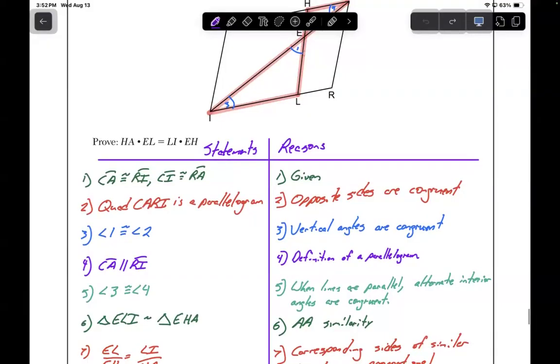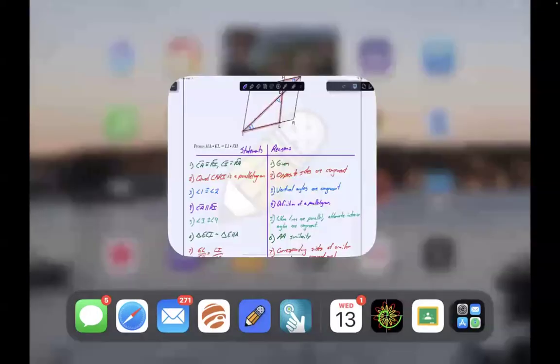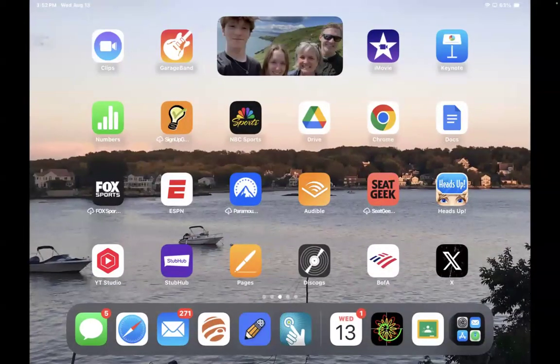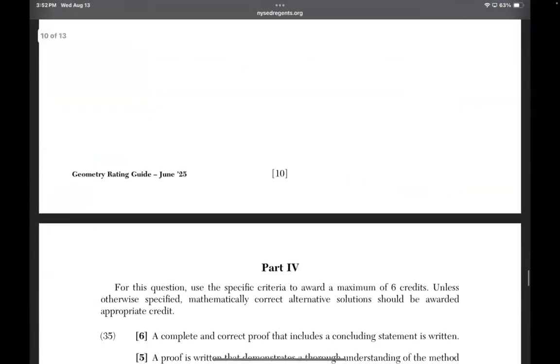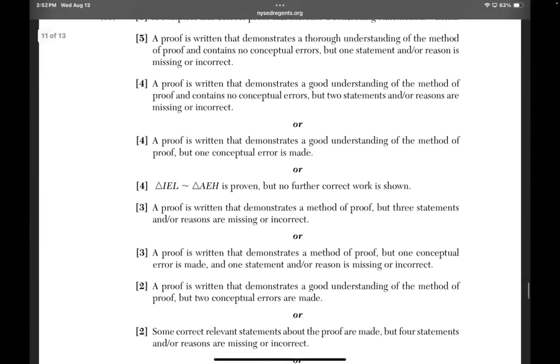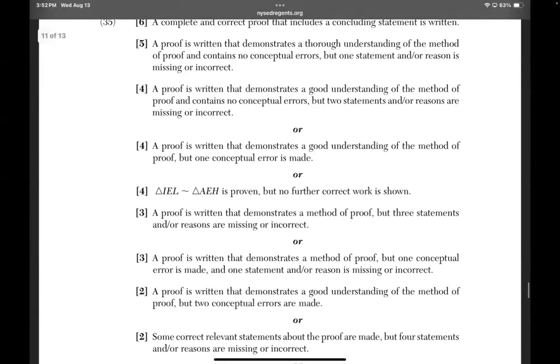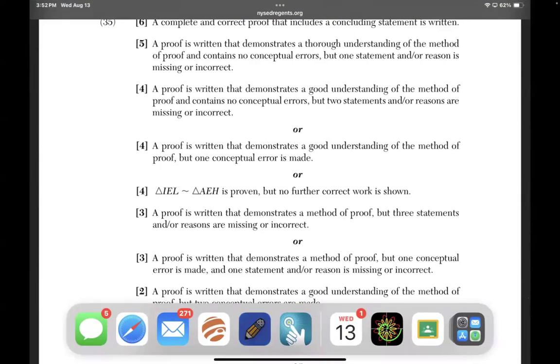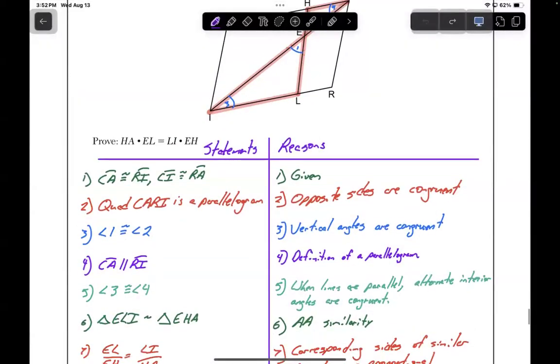If I did all of this stuff, I'm guessing that's 4 points out of 6. Let's see. Yes, see? So if I prove that the triangles are similar, but no further correct work is shown, you get 4 out of 6 points. So there we go. I've already gotten 4 out of 6 just by that.